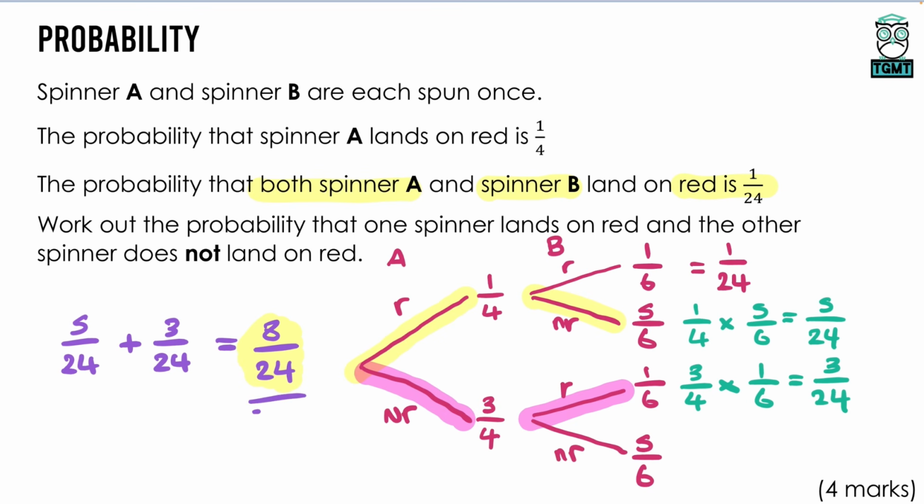However, if you did simplify it, you just need to make sure that you simplify it correctly. So 8 and 24 do both divide by 8, so you could write your answer as 1/3, and it wouldn't affect the amount of marks you get. But if you do simplify it incorrectly, you are going to lose a mark, because of course your answer would be incorrect. So unless it specifies to give your answer in its simplest form, you don't need to worry about simplifying fractions.